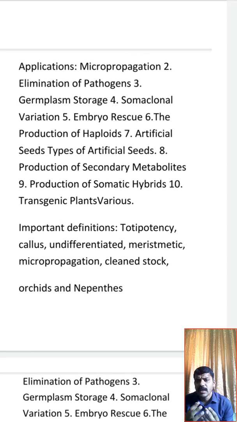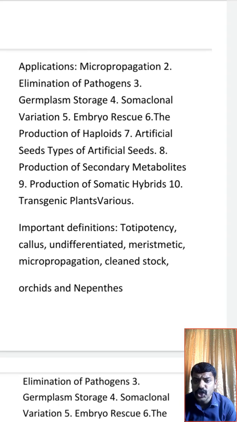What is germplasm? The embryo or the seeds which can be stored for years in liquid nitrogen at a temperature of minus 190 or something around 190. This temperature is produced only in presence of liquid nitrogen, and this is the favorable temperature to store seeds or germplasm or embryo for a longer period of time.